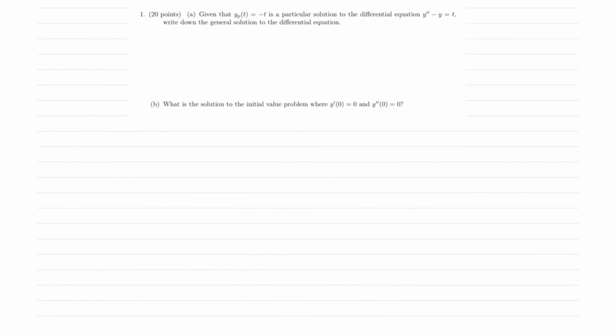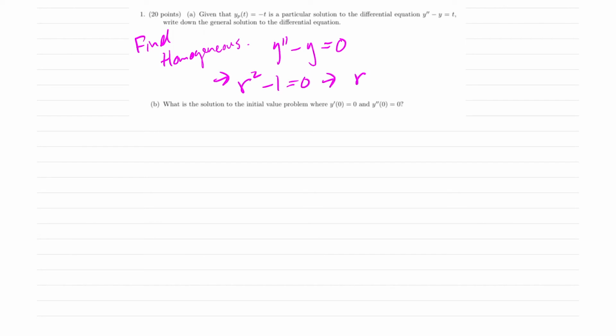Here they are telling us a particular solution to the differential equation. They want us to write down a general solution. If you have a particular solution already, all you need to do is find the homogeneous solutions. So we look at y double prime minus y is equal to 0. That leaves us with the auxiliary equation r squared minus 1 is equal to 0, which tells us r is equal to plus or minus 1.